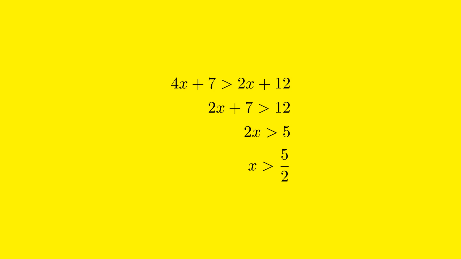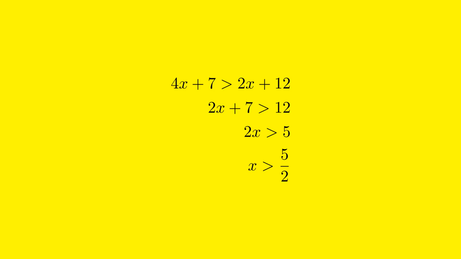Now our inequality reads as 2x plus 7 is greater than 12. The next step is to remove the constant from the left side. We can achieve this by subtracting 7 from both sides of the inequality. On the left side, this results in just 2x. The right side now reads as 12 minus 7, which equals 5. So we now have the inequality 2x is greater than 5.